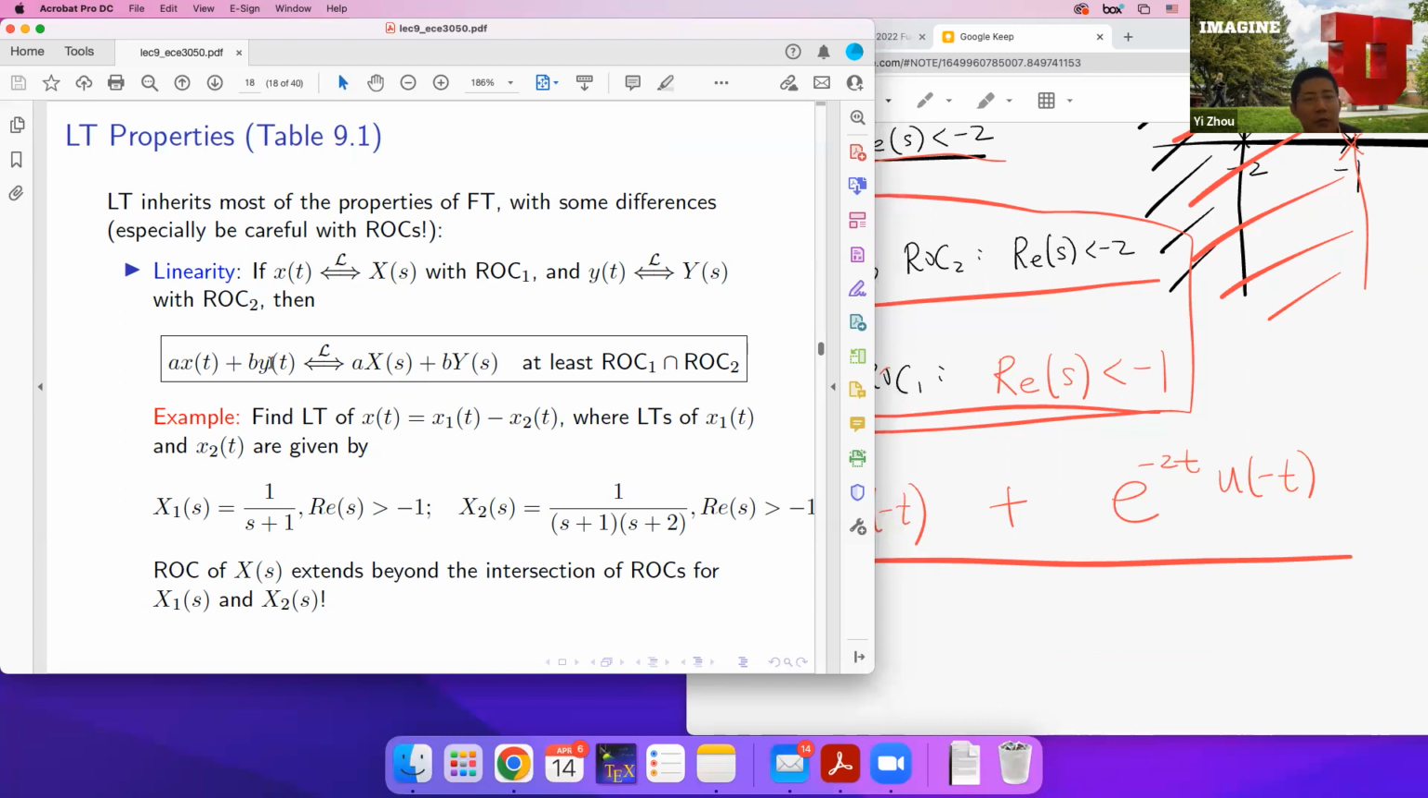If you linearly add up two signals, the corresponding Laplace transform will also add up. However, I want to emphasize again that you need to always pay attention to the region of convergence. When you add up two signals, their corresponding Laplace transforms will also linearly combine in the same way. However, the region of convergence is at least their intersection, because you need to make sure both parts will converge simultaneously.